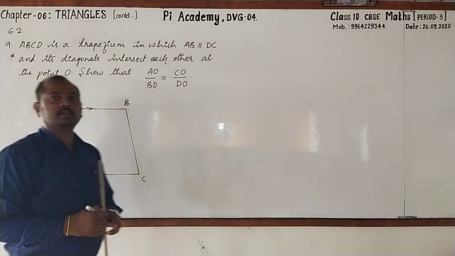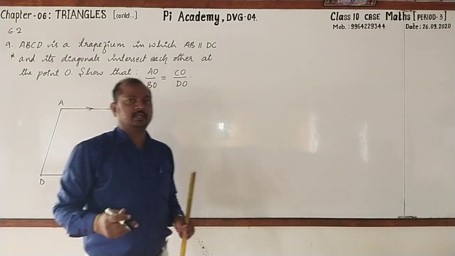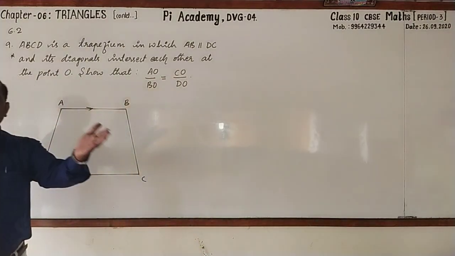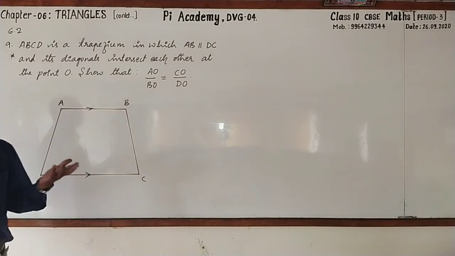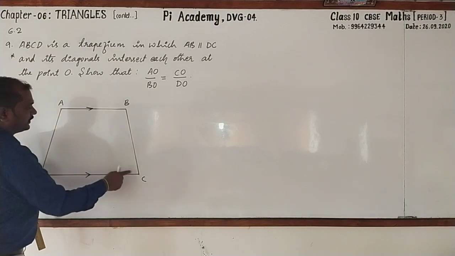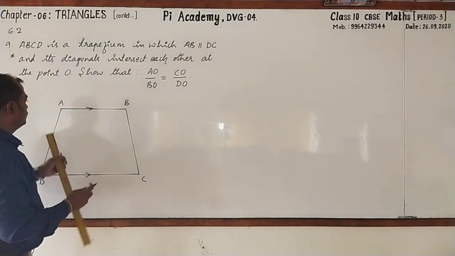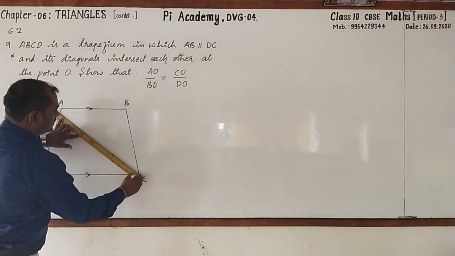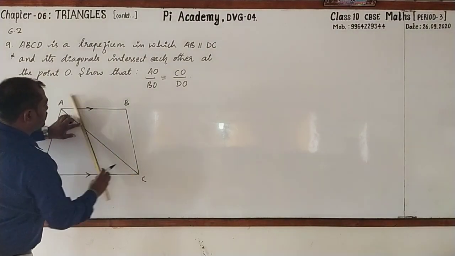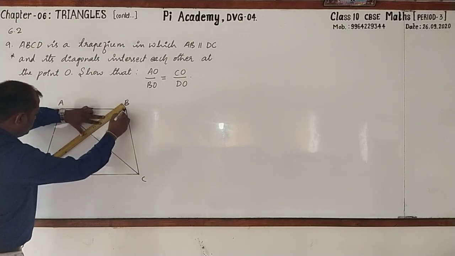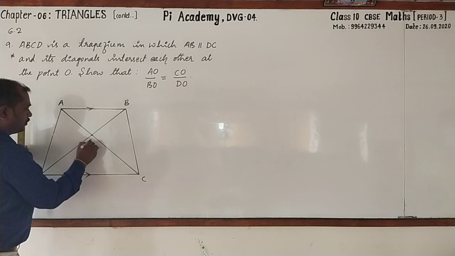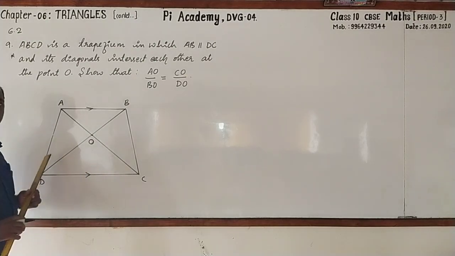Then, what is a diagonal? How do you define that? It is the line joining any two non-consecutive vertices of a polygon is called a diagonal. Non-consecutive vertices. See that A and C are non-consecutive. So let us join AC. Take scale and pencil and draw. Then join BD as well. And both will intersect at point O. O is the point of intersection.